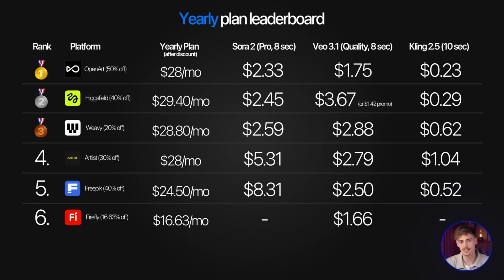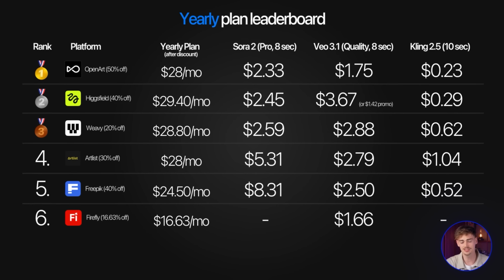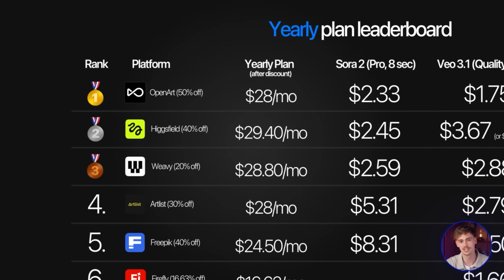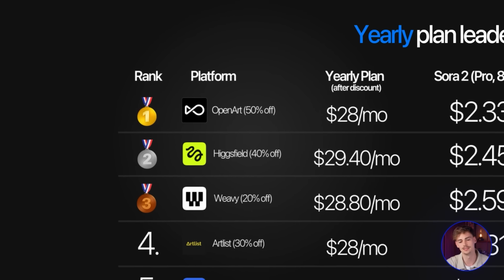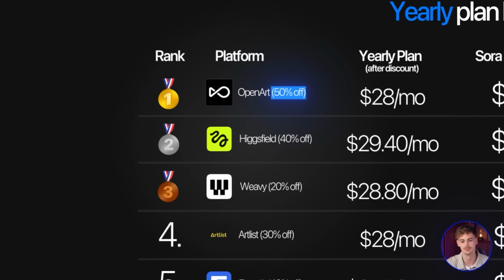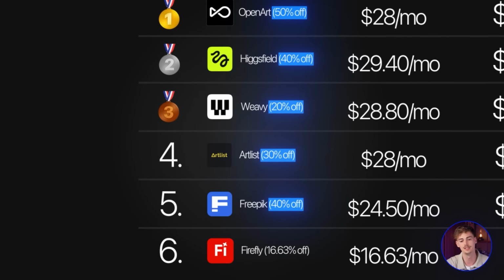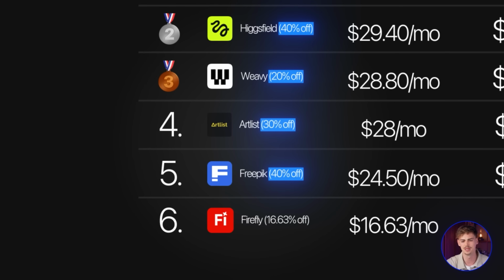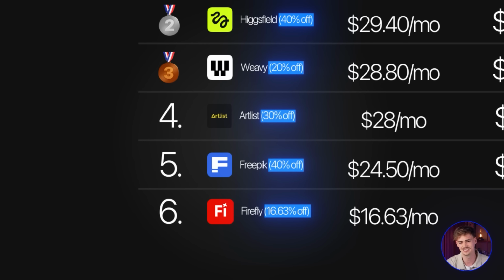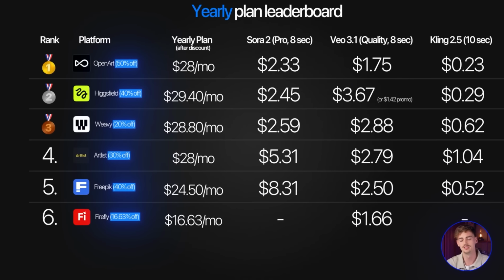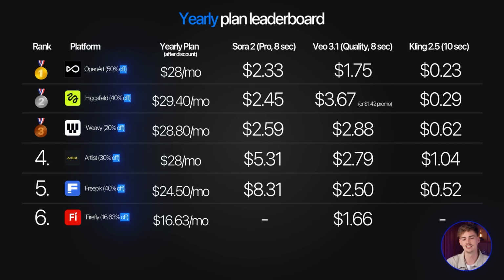Now, these are the rankings for an annual plan. As you can see, there's a whole lot of discount if you're using the annual plans. For example, with OpenArt, you get 50% off, Higgsfield 40% off, Weavy 20%, Artlist 30%, and Freepik 40% off, and Firefly has around like 16.6% off, which is quite strange. But these are the ranking in terms of prices.